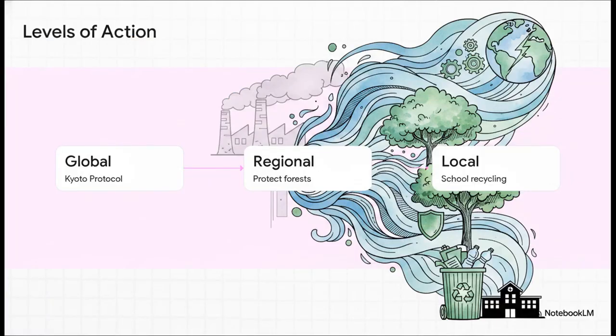So how do we actually fix it? Well, mitigation cascades across multiple levels of governance. It requires macro-level global agreements, like the Kyoto Protocol, to curb those industrial greenhouse gas emissions. That filters all the way down to regional legislation focused on protecting critical carbon sinks, like our forests, and ultimately relies on local, community-driven sustainability practices, down to things as local as school recycling programs.